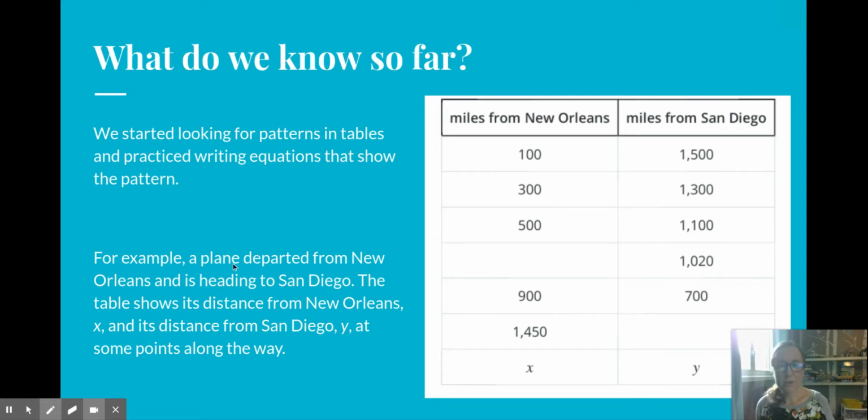And so I could, for example, start out by saying, I'm noticing that x plus y is equal to 1,600. Maybe I want to put that in terms of x or y first. So maybe I first want to say, okay, well then y is equal to 1,600 minus x, or x is equal to 1,600 minus y.